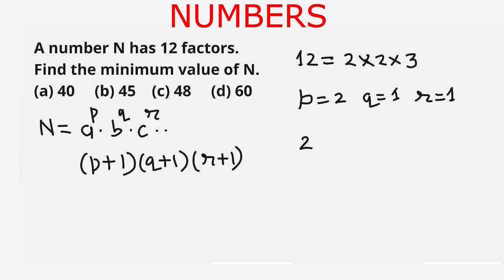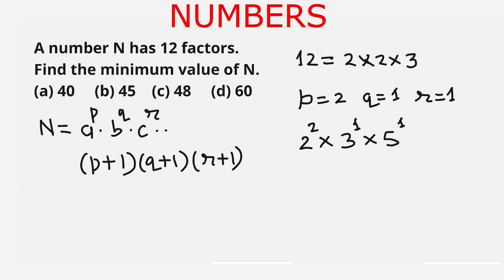The smallest prime numbers are 2 multiplied by 3 multiplied by 5. These are the three smallest prime numbers. And now we have to put the powers to it. So we have to put maximum power on the smallest number, which is 2. So we will make it 2 to the power 2, then 3 to the power 1 and 5 to the power 1.